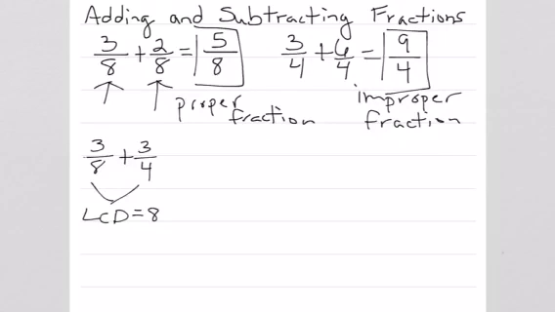Well, the 3/8 already has 8 as its denominator, so I don't have to do anything with it. So I'm just going to carry it over. And now I've got to figure out, well, how can I get that 3/4 to be something over 8?